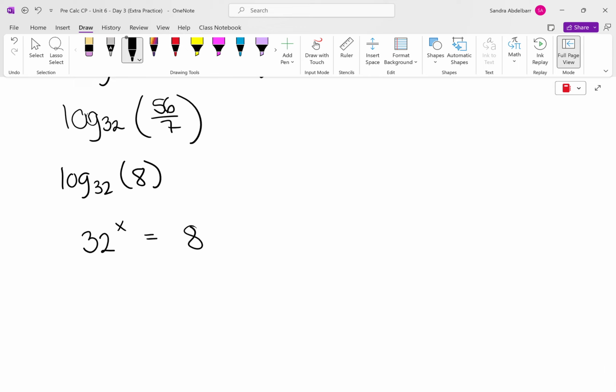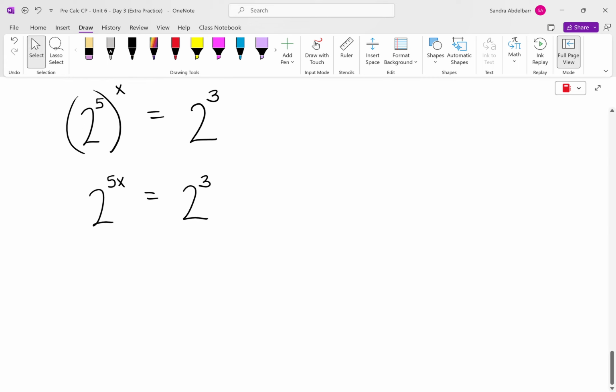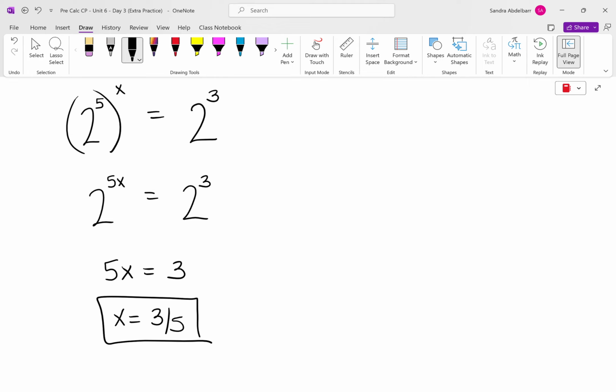32. Perfect. I need to change these into the same base. Do we all agree this is 8 to the first? Right, I need to change them into the same base. I could change them both into a base of what? 2. Perfect. So this becomes 2 to the 5th raised to the x, and this becomes 2 to the 3rd. So now we have 2 to the 5x is equal to 2 to the 3rd. And then because they have the same base, what can I do with their exponents? Set them equal. Good. 5x is equal to 3, so x is equal to 3/5.